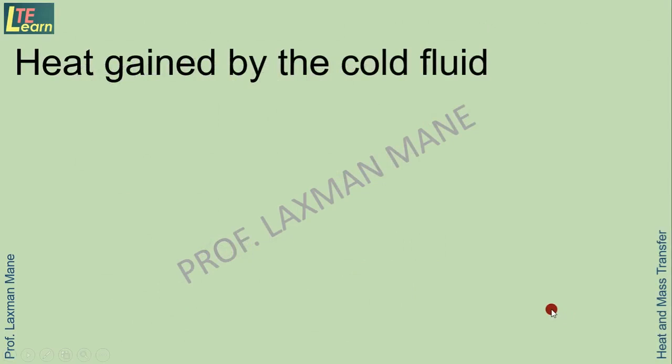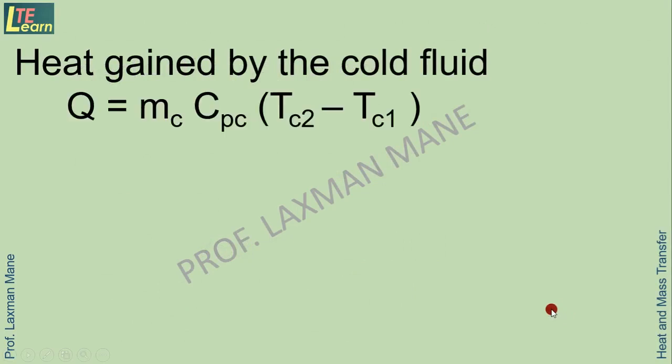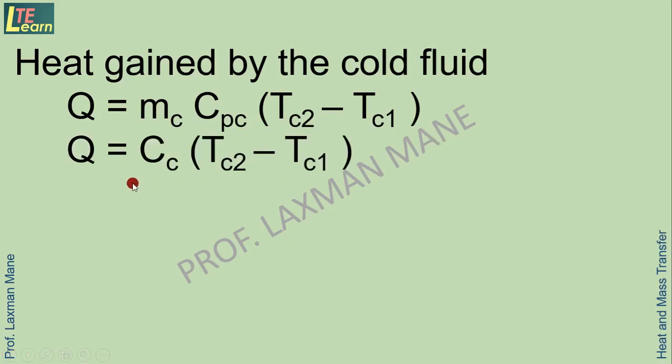The second equation is heat gained by the cold fluid, given as Q = mc × Cpc × (Tc2 − Tc1). Also it is written as Q = Cc × (Tc2 − Tc1), where Cc is equal to mc × Cpc. Cc is the heat capacity of cold fluid.